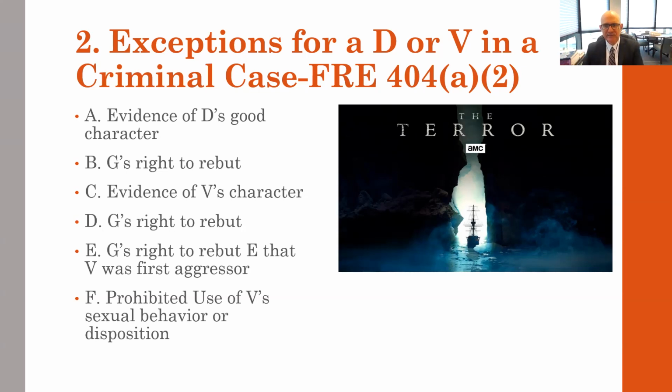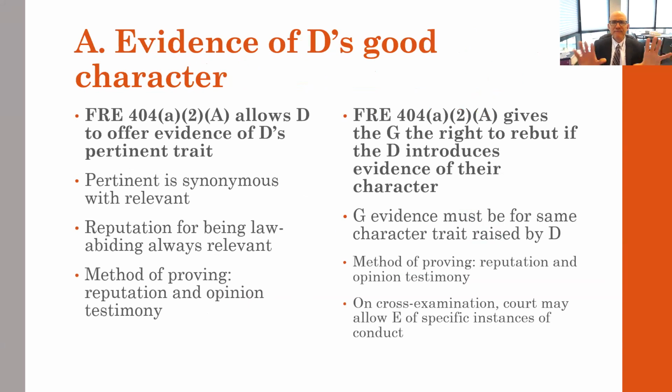Again, I repeat that there are recordings out there that you can watch, where last year I covered character at much greater length than what I'm going to be able to do here today. Now, evidence of the defendant's good character, let's quickly cover that. First of all, it's got to be a pertinent trait. Pertinent is basically synonymous with relevant. I'll give some examples in just a second. From our standpoint, reputation for being law-abiding, that our client is law-abiding, is always relevant, and you can always present that.